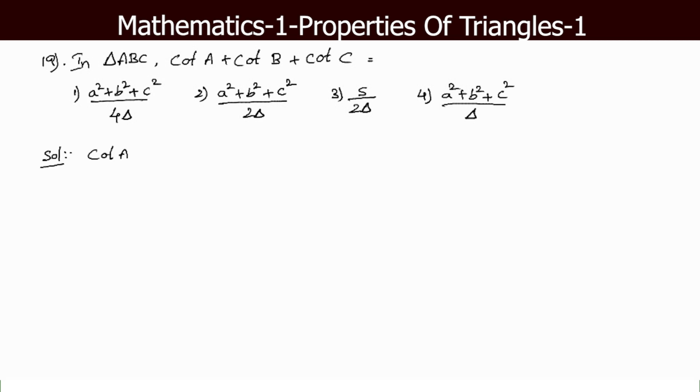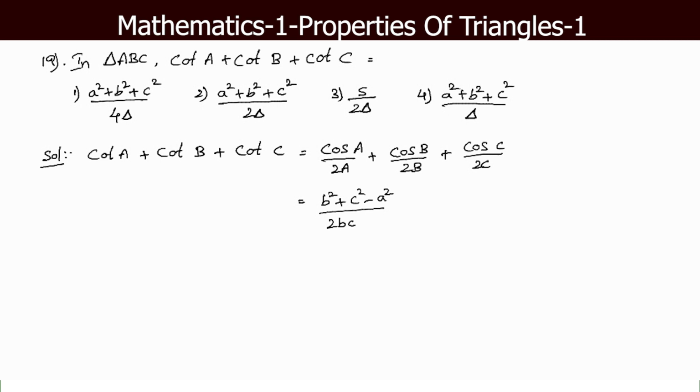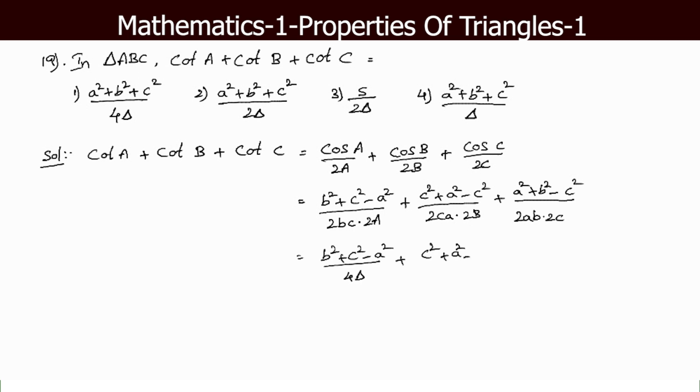Now, by writing cot A plus cot B plus cot C is equal to cos A by sin A plus cos B by sin B plus cos C by sin C, and using the cosine rule, that is equal to B square plus C square minus A square by 2BC sin A, C square plus A square minus B square by 2CA sin B, and A square plus B square minus C square by 2AB sin C. Which is nothing but B square plus C square minus A square by 4 delta, C square plus A square minus B square by 4 delta, and A square plus B square minus C square by 4 delta, because delta is equal to half BC sin A, half CA sin B, and half AB sin C.